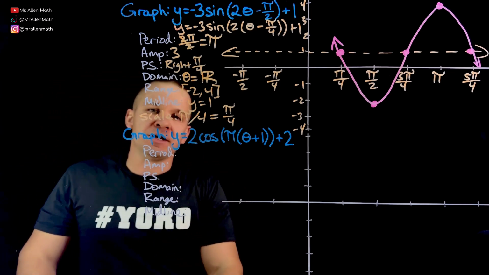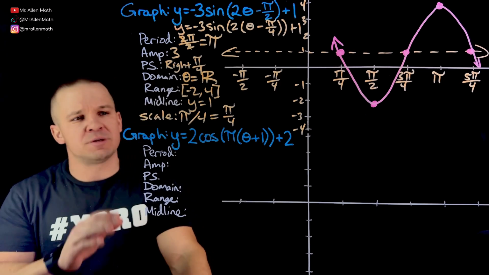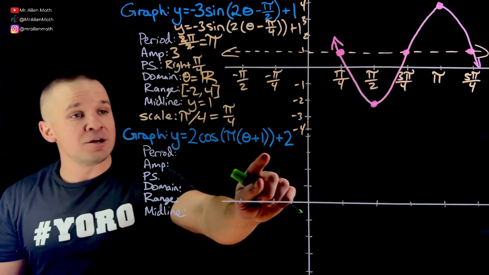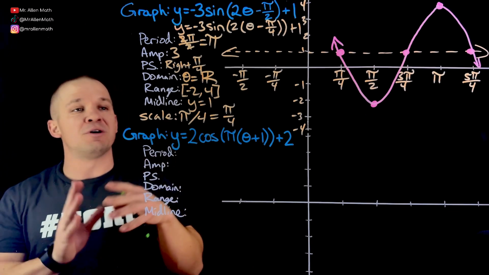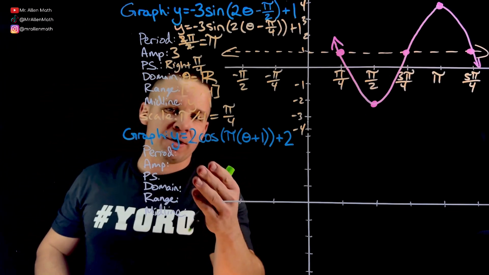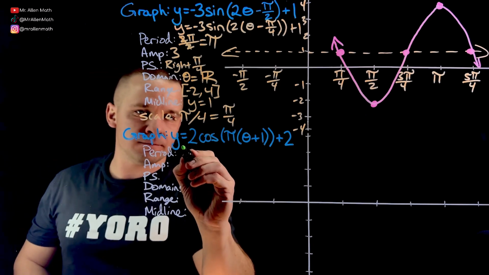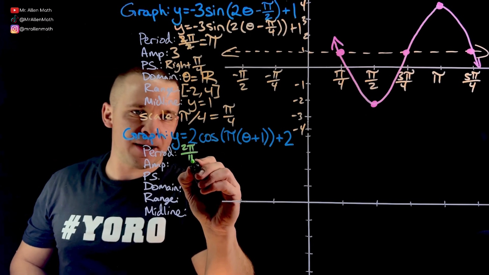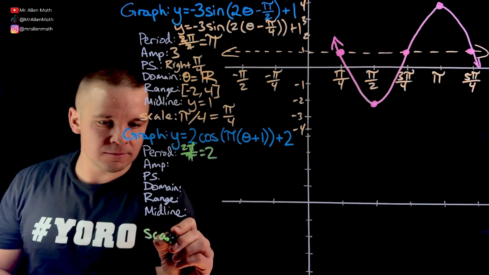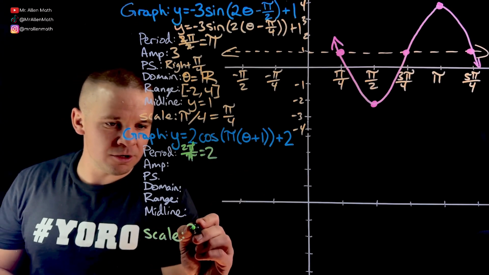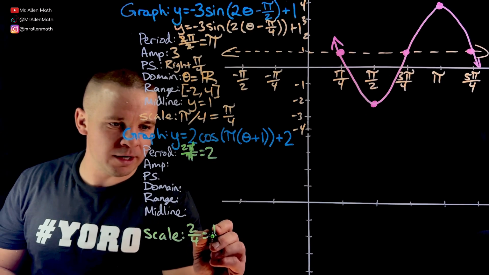All right, let's graph this cosine one here. Man, that first one was a beast. Let's see what we got here. Lovely. It's already in factored form. That is fantastic here. That's good news. We don't have to rewrite this thing. So how about our period? Well, 2 pi divided by pi. The pi's cancel. Our period is 2. So our scale is going to be 2 divided by 4, which is 1/2.